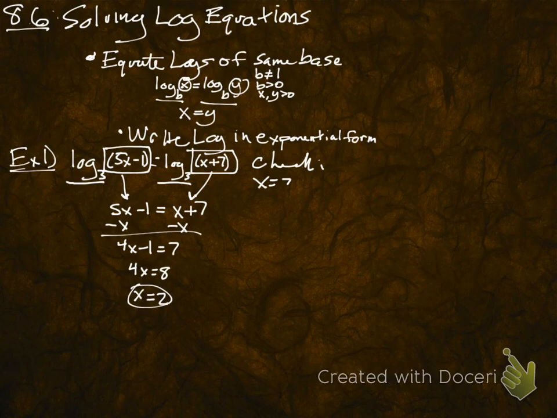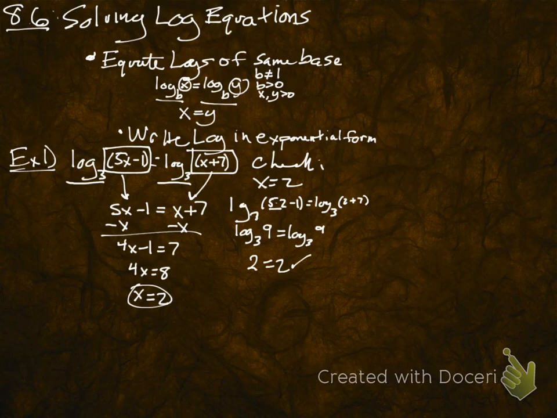Now it's a good idea to check here. If we check x equals 2 into the original, we'll have the log base 3 of 5 times 2 minus 1 equals log base 3 of 2 plus 7. So that would mean we get the log base 3, and 5 times 2 minus 1 is just going to be 9. So log base 3 of 9 equals log base 3 of 2 plus 7. That's also 9. And log base 3 of 9, by the way, is just 3 to the what power is 9. That would just be 2 equals 2. So it does in fact work.